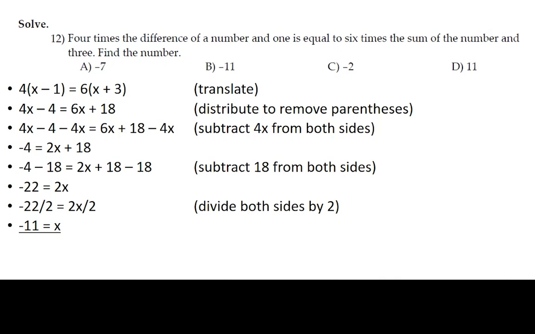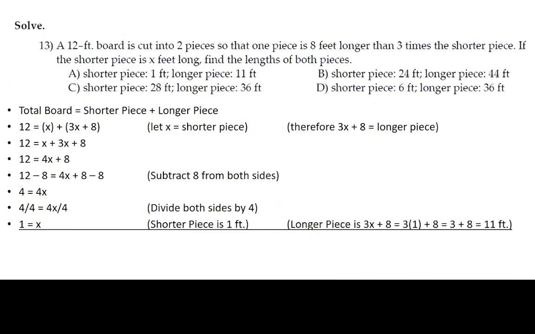Number 13. A 12-foot board is cut into 2 pieces so that one piece is 8 feet longer than 3 times the shorter piece. If the shorter piece is x feet long, find the lengths of both pieces. So when we think about how to set this up, we know that the total board equals the shorter piece plus the longer piece.